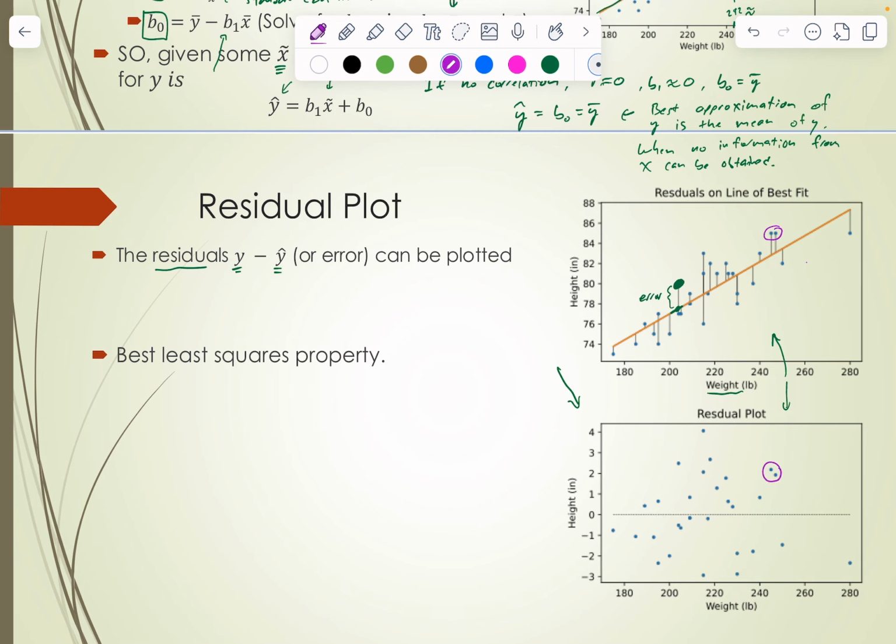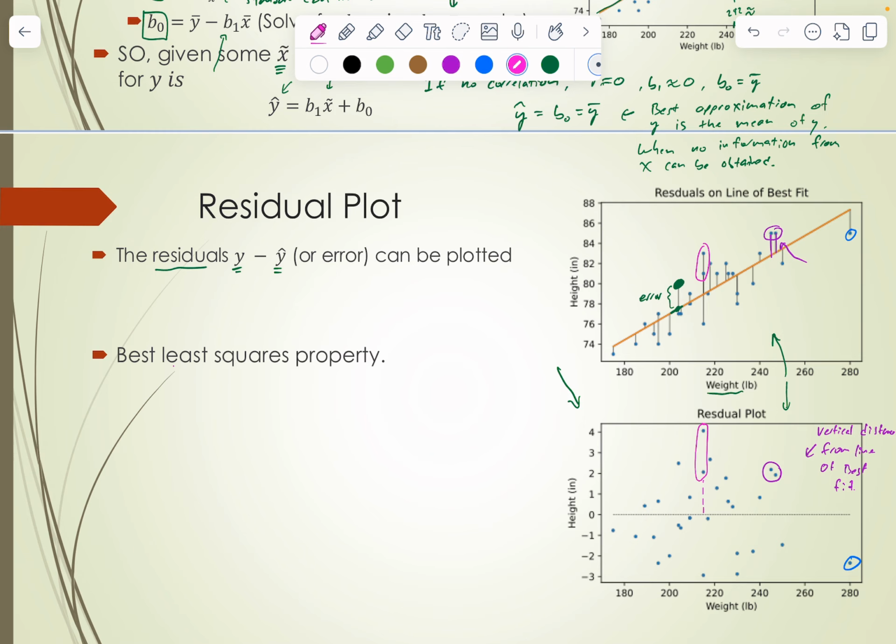The reason one is lower is because my line is sloped. The difference between this line and this line is smaller. On this plot, I am plotting the vertical distance. This point is below the line of best fit, so on our residual plot, it's negative. These 2 points are represented in my residual plot.